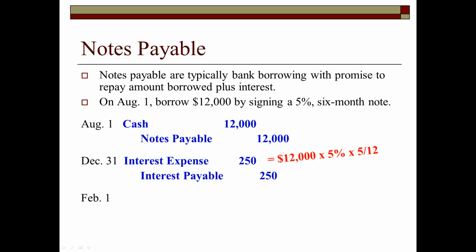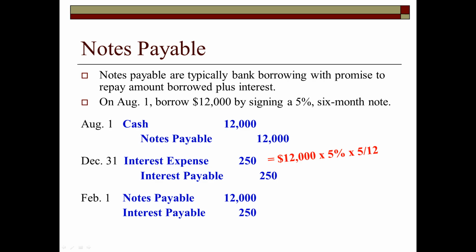Interest payable, remember it's a liability, so we'll call it interest. On February 1st, the note matures. So now what happens on the maturity date? You have to pay back the principal and all of the interest. So you're going to go ahead and debit the notes payable, because up here on August 1st you set up a notes payable, but you're paying it back now.